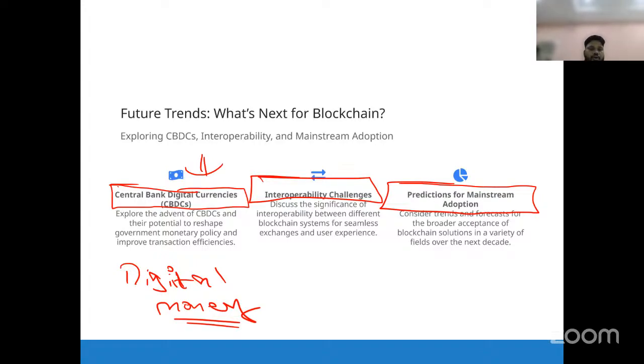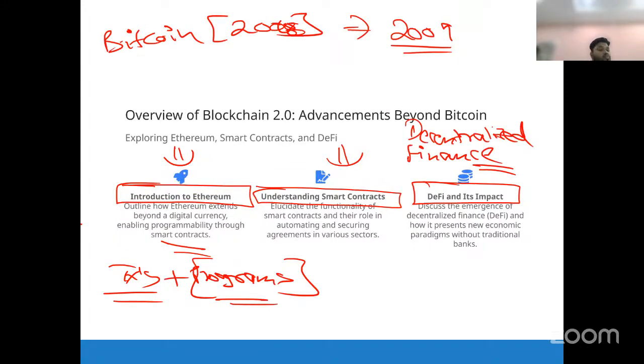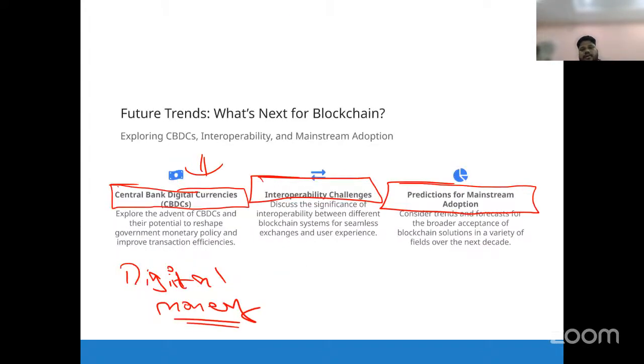So now, we have covered the overview of blockchain 2.0, which is the second version of blockchain, and then the future trends like CBDC and interoperability challenges, where we will make it more compatible across different blockchain applications like Bitcoin to Ethereum, Bitcoin to Hyperledger, Hyperledger to Ethereum, all of the compatibility issues. And for the next decade, blockchain is going to rule the entire world in terms of security, transparency, and efficiency. These are the different areas in which it is going to work.